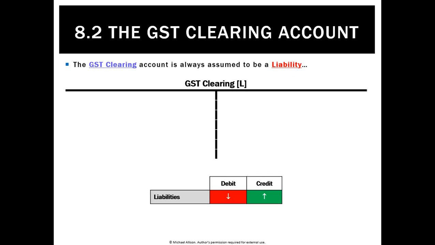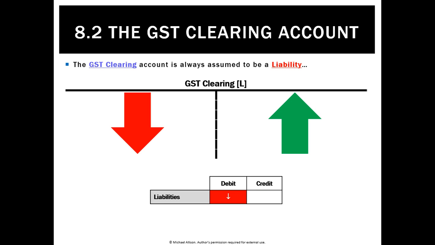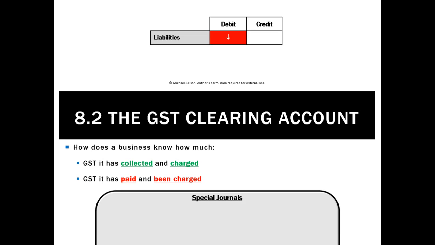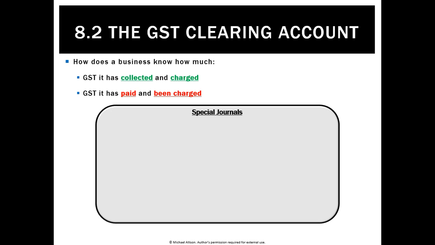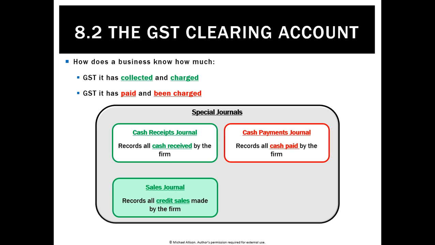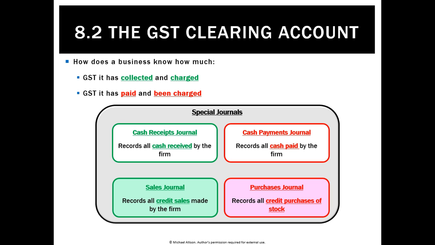So the GST Clearing is still a liability account, so it's still going to increase on the credit side and decrease on the debit side. Where does the information that goes into that ledger come from? It comes from our journals. So we've got our special journals, our receipts journal, our payments journal, our sales journal, and our purchases journal.